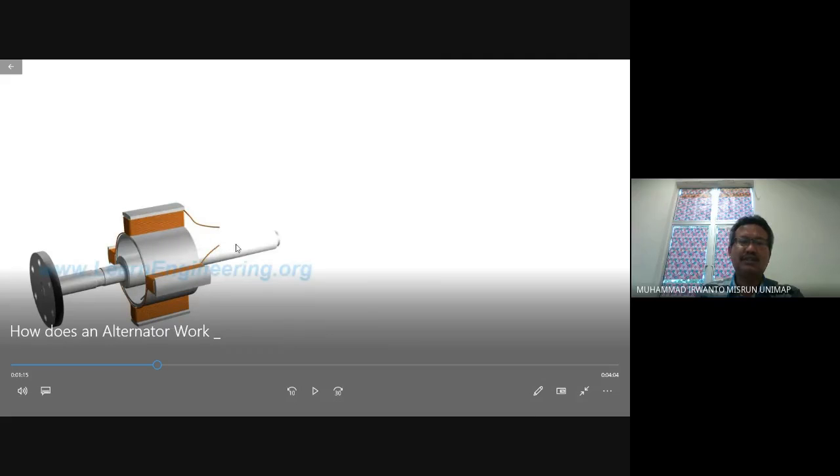Okay, we can see here like this one. The rotor winding has two terminals, the positive and negative terminals that are connected to the DC source.